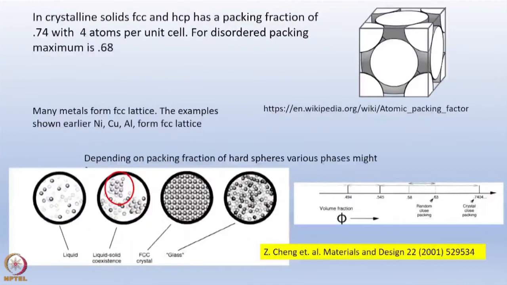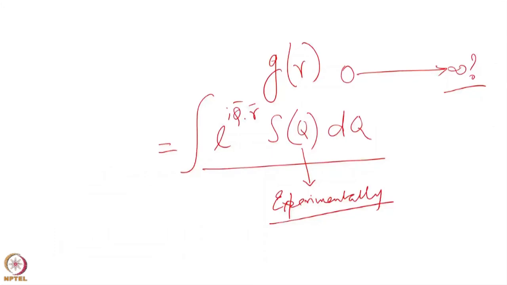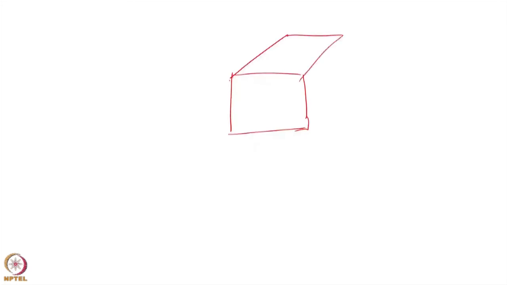So in crystalline solids, we know FCC and HCP have a packing fraction of 0.74, the highest packing fraction. Actually, you can see this is the FCC. Let me just remind you, an FCC crystal, face-centered cubic, is actually, as I mentioned, your nickel, copper, and aluminum. So you have one at every corner, and also one at the center of every face. That is FCC.